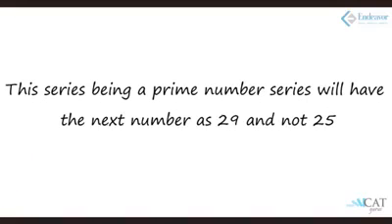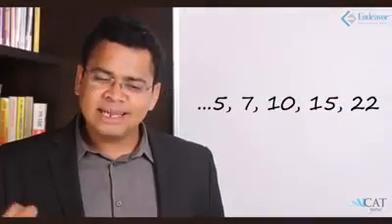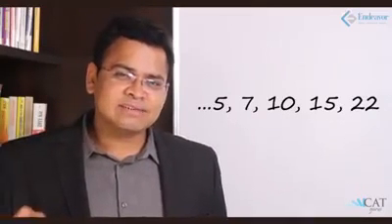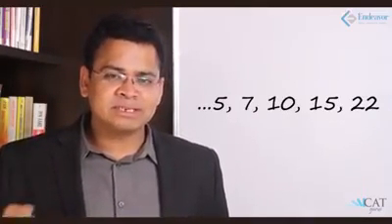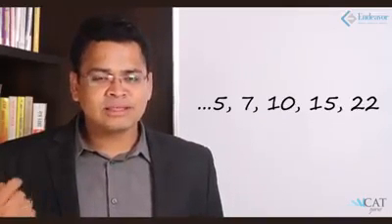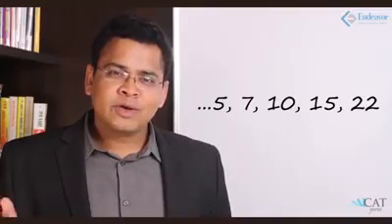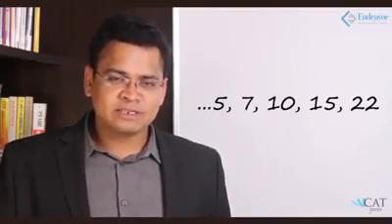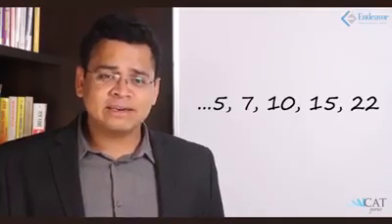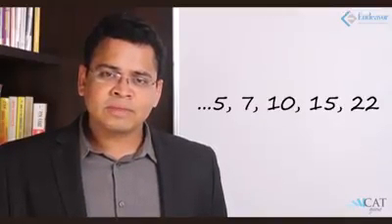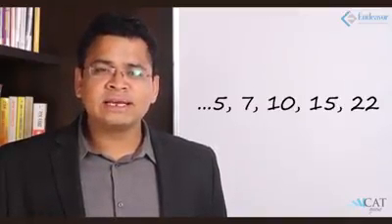If I look at another series, 5, 7, 10, 15, 22, when it started as 5 and 7, we are again forced to think whether it's a prime number series or not. The moment we look at the third number, which is 10, we need to figure out something else here. When I look at 5 and 7, the difference is 2. 7 and 10, the difference is 3. 10 and 15, the difference is 5. Between 15 and 22, it is 7.